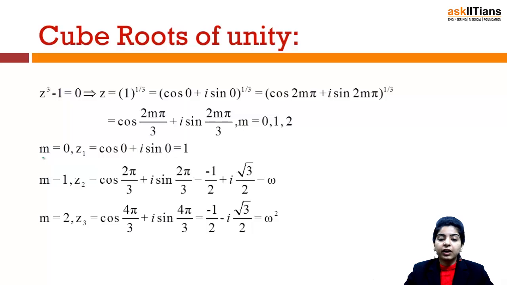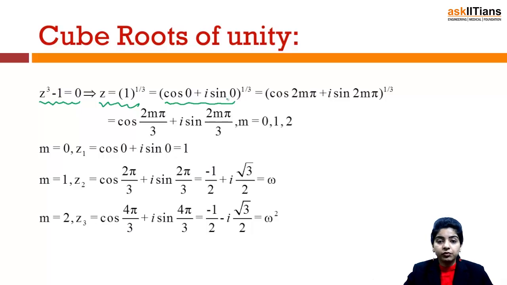So let's begin. Now that we have discussed De Moivre's theorem, we'll be switching to the cube roots of unity, in which we'll also be utilizing that theorem. So in cube roots of unity, z cube minus 1 equal to 0 is the equation that we have. As we discussed in that theorem, we can write z as 1 raised to the power 1 by 3, and then express it in polar form. So it becomes cos 0 plus iota sine 0 raised to the power 1 by 3.